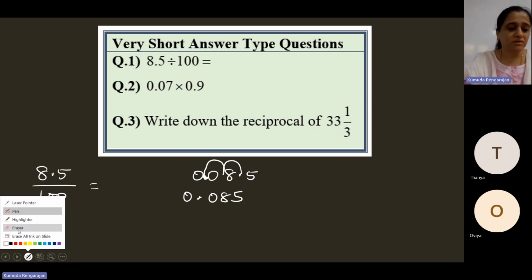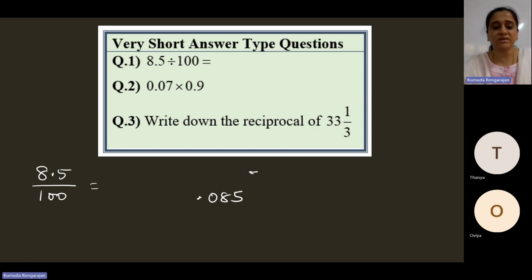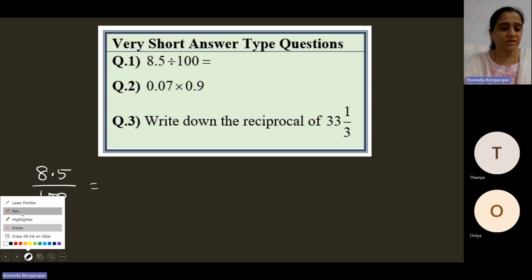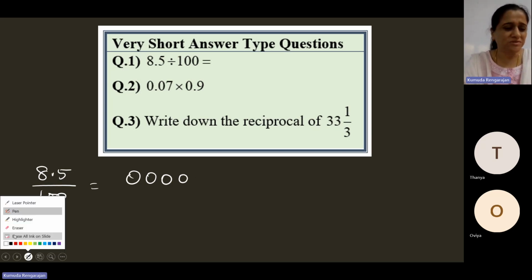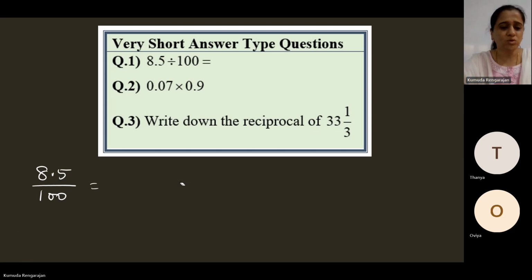I hope what I'm saying makes sense to you. You can just treat 8.5 by adding some zeros like this. You don't have to take so many zeros. 2 will do.